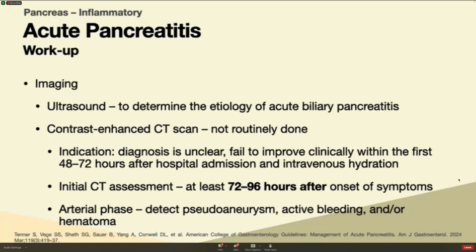Reasons for requesting a CT scan include the following: if the diagnosis is unclear, or if the patient fails to improve clinically within 48 to 72 hours of hospital admission and intravenous hydration. At the same time, this can also help you detect pseudoaneurysms, active bleeding, and or the presence of hematoma.